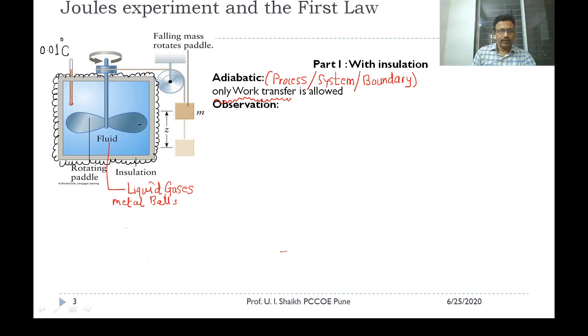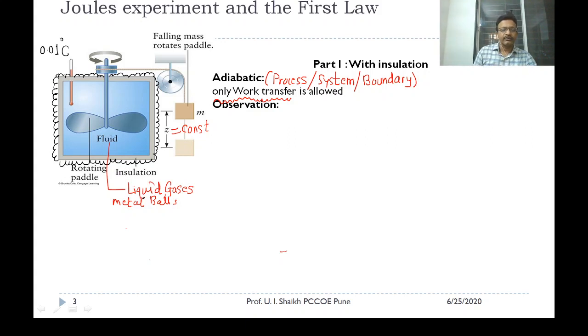Now, an important part of the procedure of the experiment is that the height through which the weight was dropped was kept constant, whatever may be the type of the fluid used inside the vessel. So the experiment was not conducted for a single fluid. It was repeated for different types of fluids, metal balls, etc. But every time the height through which the weight was dropped was kept constant.